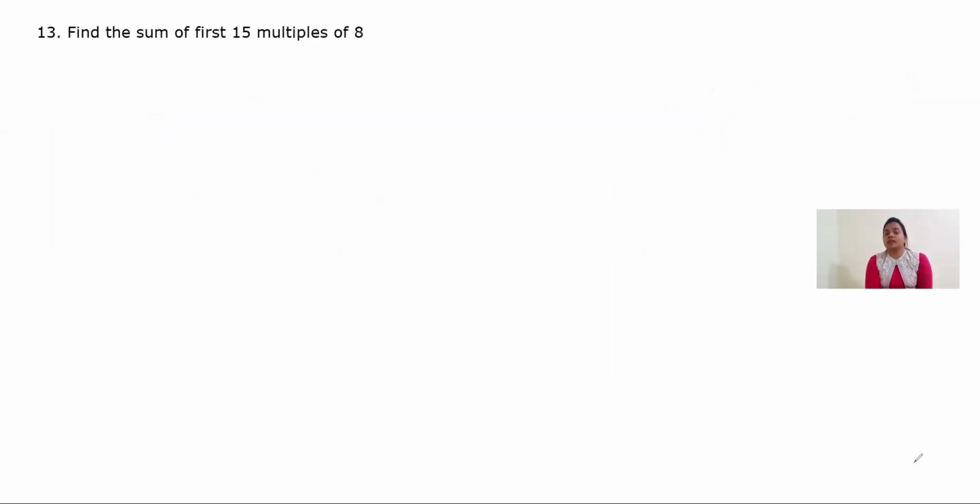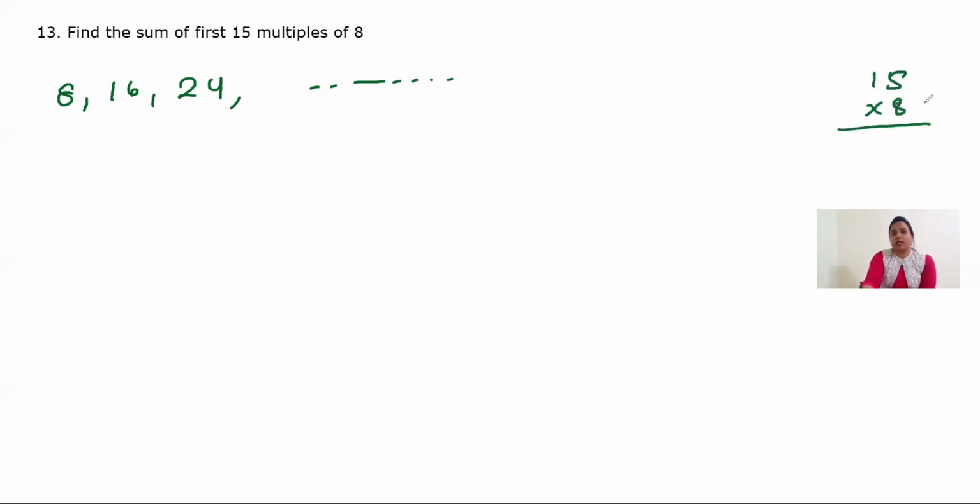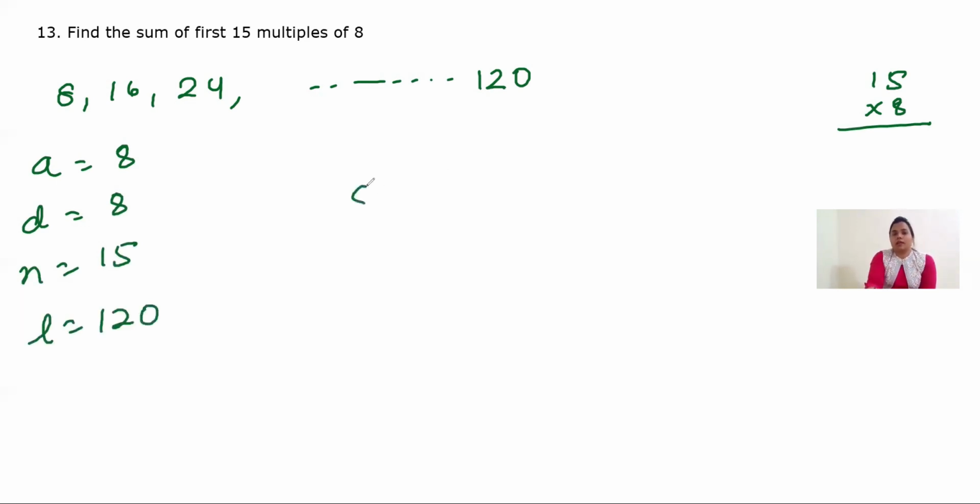Next question, find the sum of first 15 multiples of 8. It's the same question. We are going to write the AP as 8, 16, 24. It will go on, and the last term will be 15 into 8, that is 120. So A is 8, D is 8, N is 15, and L is 120.